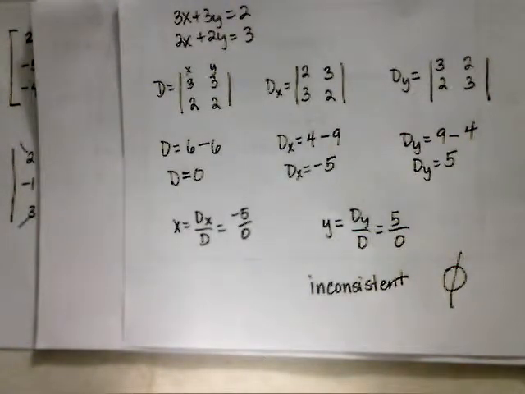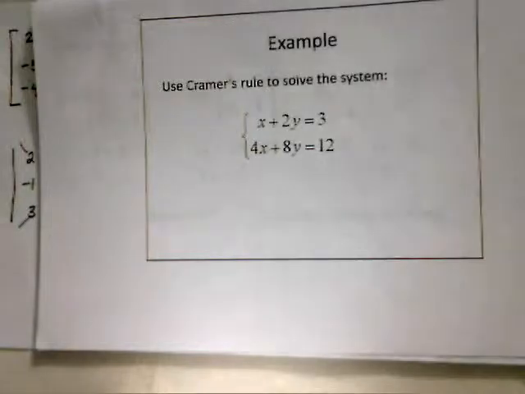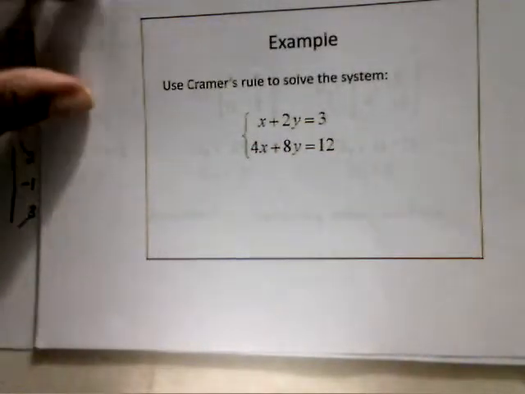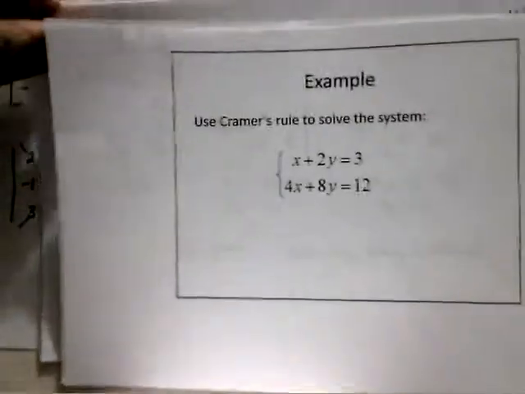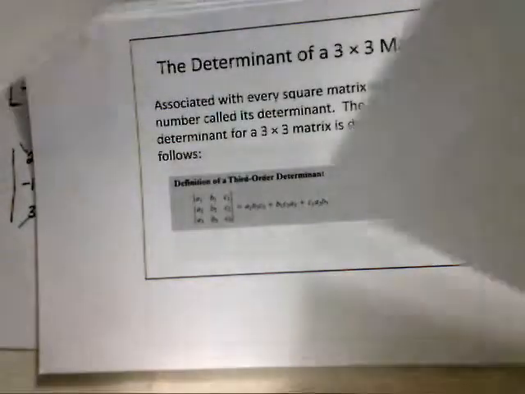Okay. All right, another example would be this. Let's say we had x plus 2y is equal to 3 and 4x plus 8y is equal to 12. And here we want to solve this system of equations using Cramer's rule as well. Okay, so here's what we're going to do.